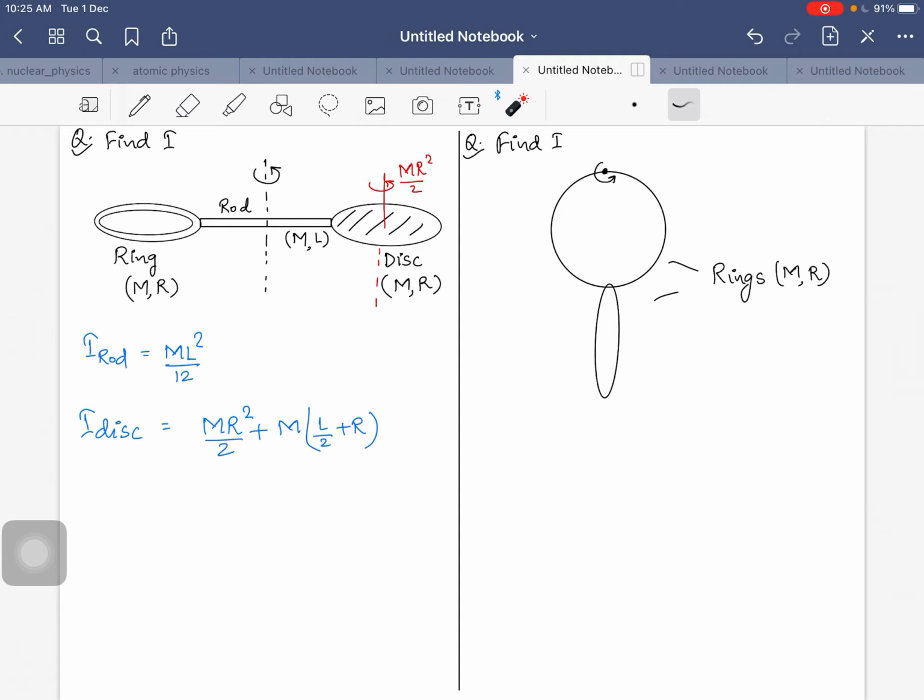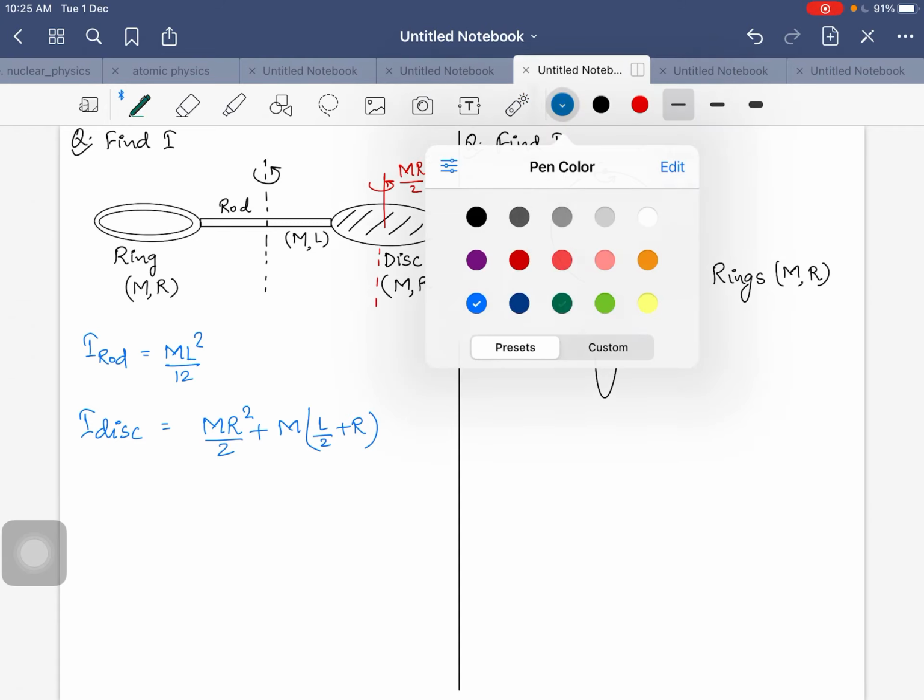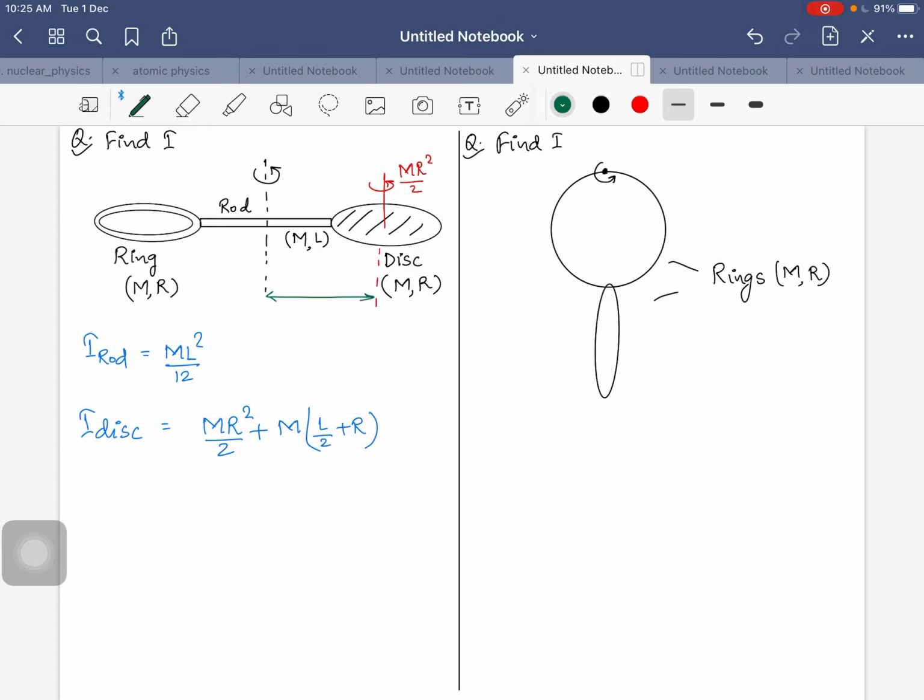Distance is L/2 + r. You can write this also: the distance between this and this is L/2 + r. Okay, same case for the ring also. If it will rotate about this, the moment of inertia of this part will be mr². So about this, again the same distance. So I can write the I of the ring to be equal to mr², that is about that axis, plus by the parallel axis theorem m into (L/2 + r) whole square.